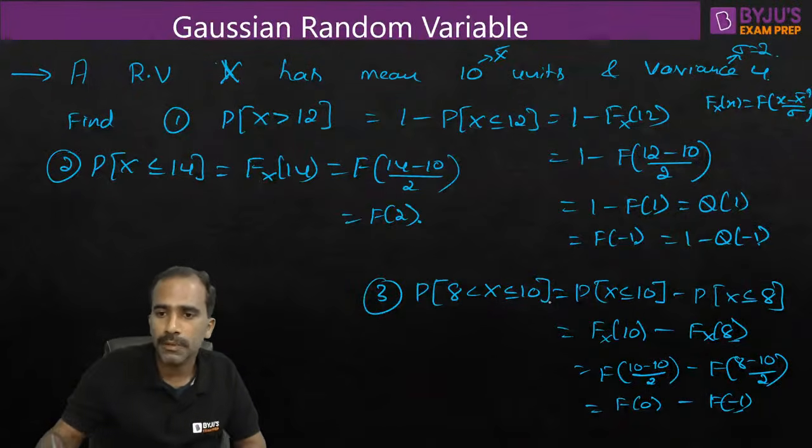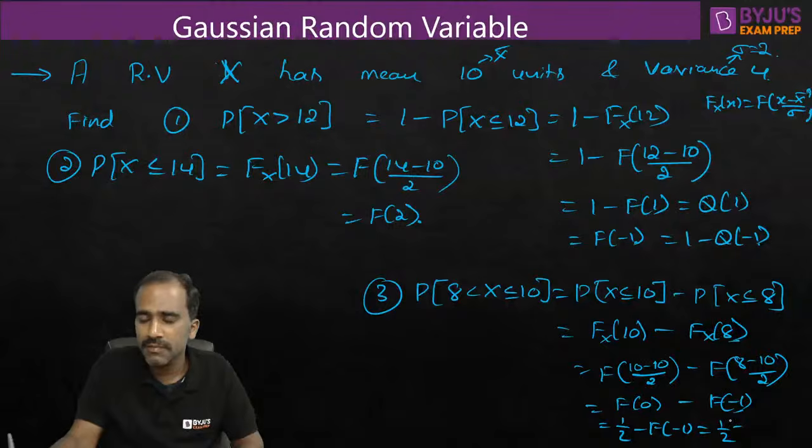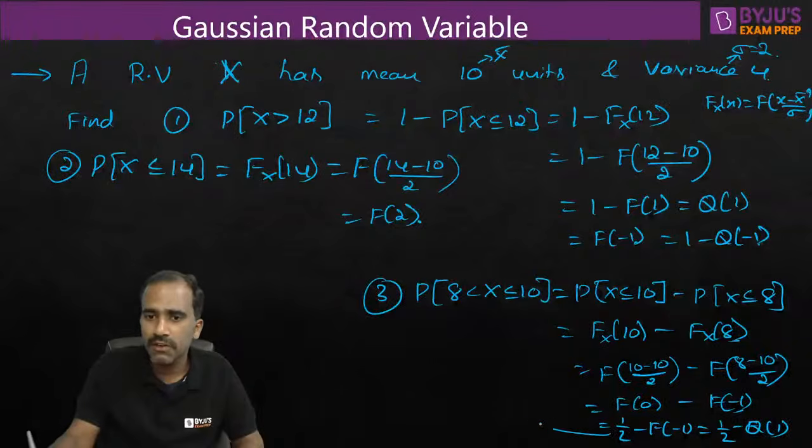Right. Let's move on to the topic. F of 0, we know that it is half minus F of minus 1. How do we write it in other ways? Half minus F of minus 1 can be written as Q of 1, correct? Or the other way of writing it is half minus F of minus 1 can be written as 1 minus F of 1, correct?